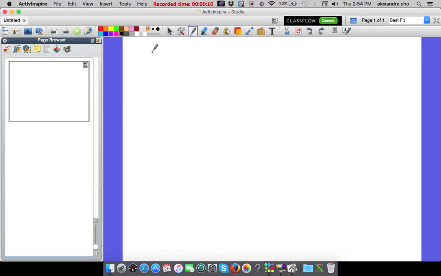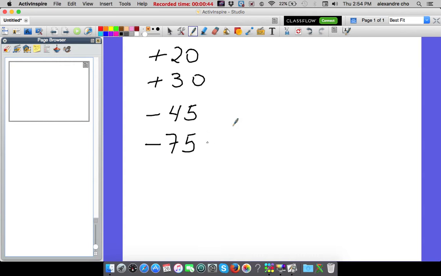So number one, use an integer to represent each situation. A gain of 20 points is a gain, so that's associated with plus 20. Earn 30, again something that's positive. A loss of 45: when you lose something, it's negative. Withdrew: you took something from somewhere, probably from the bank, so you're taking it out and you're going to spend it.